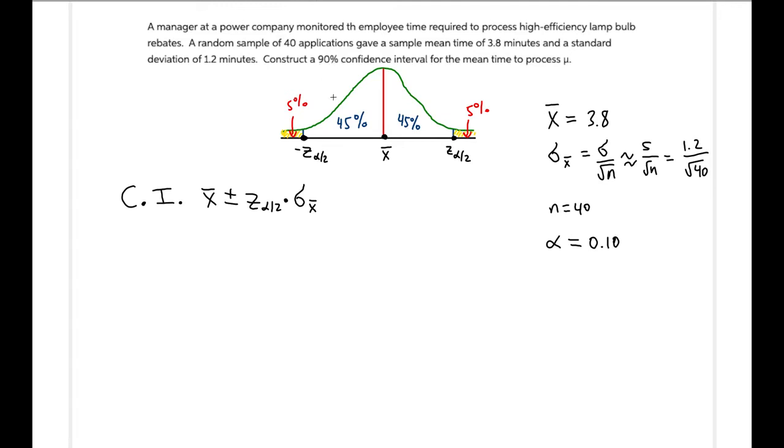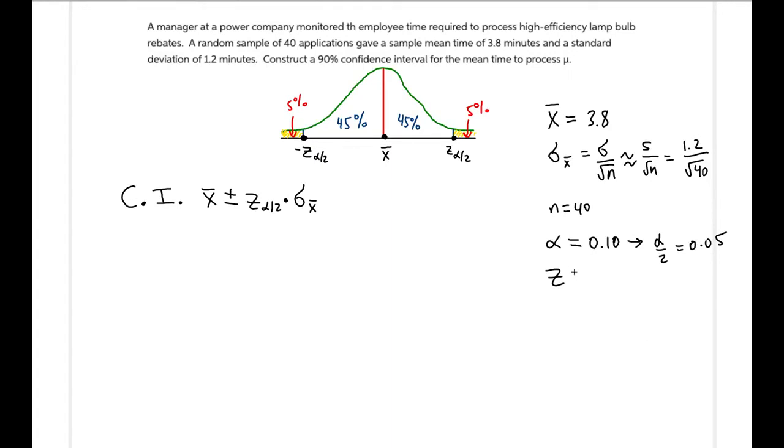We know the whole thing is 100%. We're only interested in the 90% confidence interval. So the 10%, the 5 on the left and 5 on the right, are the parts of the total area that we're not interested in. Now notice this means that alpha divided by 2 is going to be 0.05.